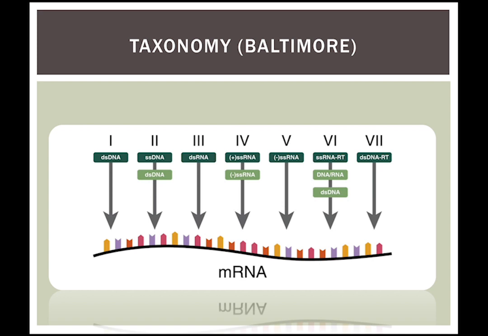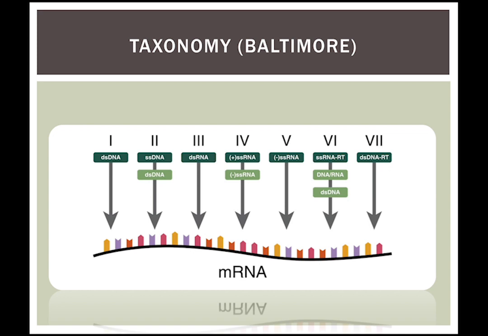Talking about the Baltimore taxonomy, or the Baltimore method of classification of viruses, we have 7 classes or groups. Group 1 is double-stranded DNA viruses. Group 2 is single-stranded DNA viruses. Group 3 is double-stranded RNA viruses. Group 4 is positive sense single-stranded RNA viruses. Group 5 is negative sense single-stranded RNA viruses.